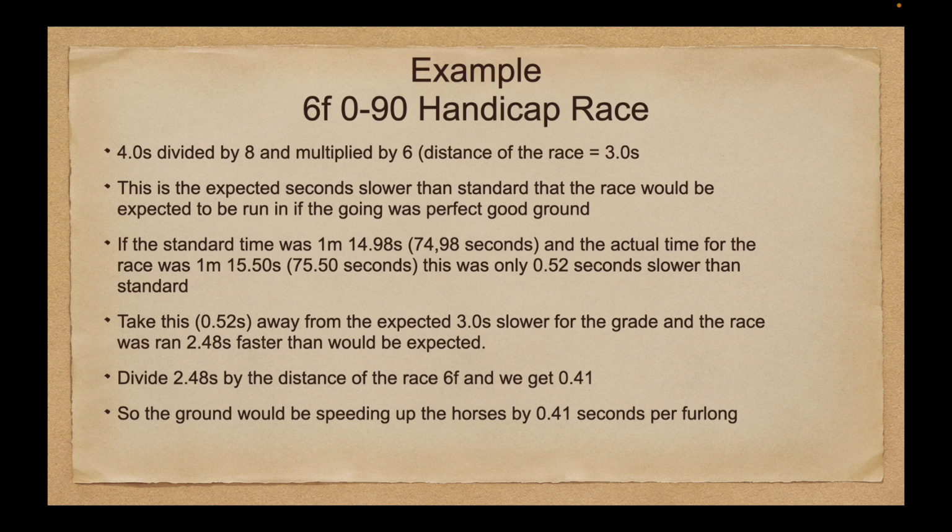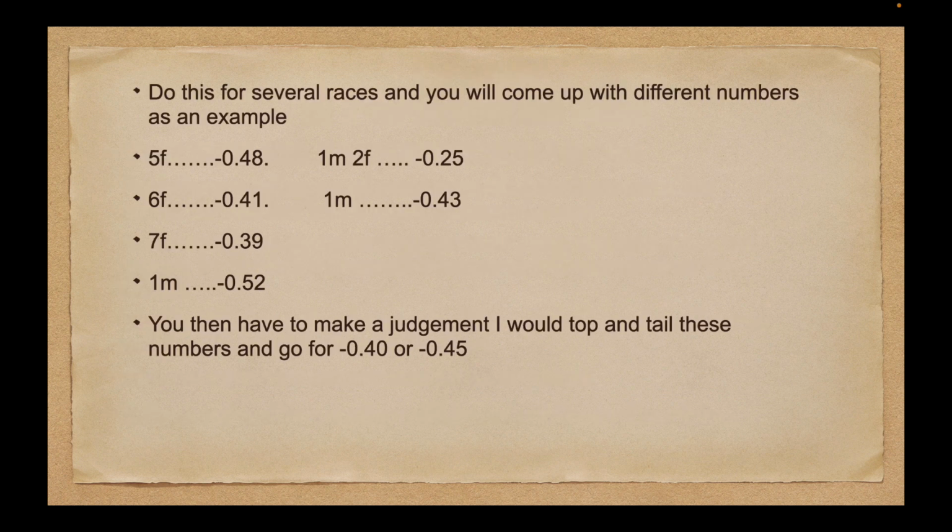So we then divide 2.48 seconds by the distance of 6, and we get a figure of 0.41. So the ground is speeding the horses up, in this particular race, by 0.41 seconds per furlong. If you do this for several races, you will come up with different numbers. So these are the examples, and then you've got to make a judgment. Some examples are more extreme than these I have given. You then have to make a judgment call.